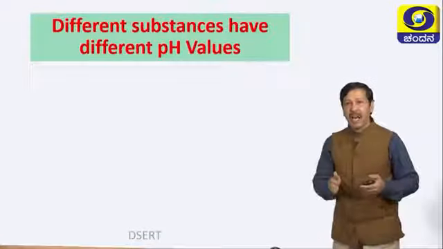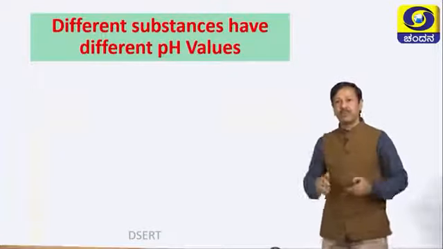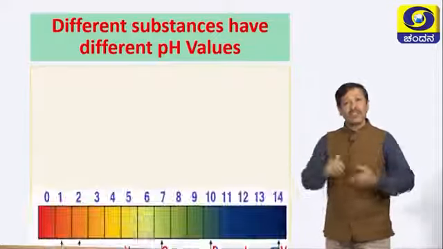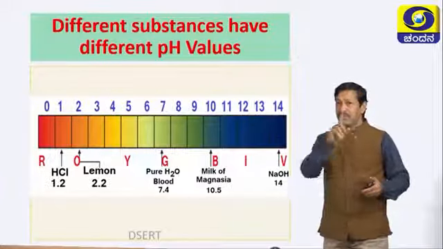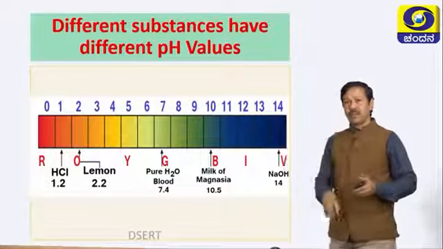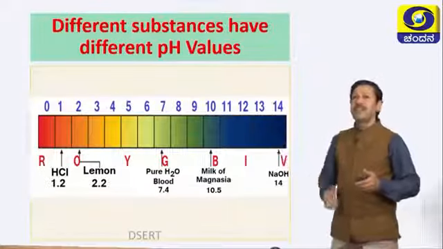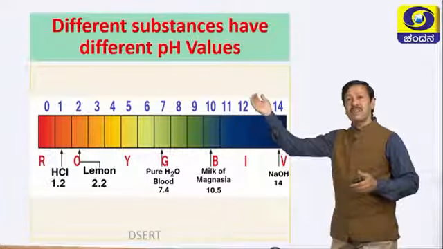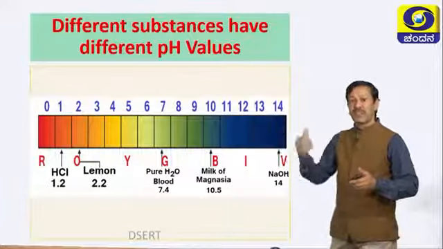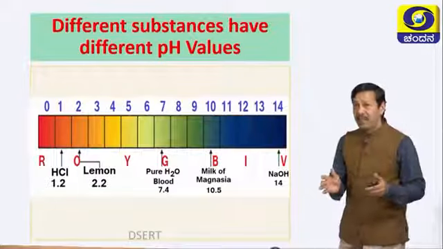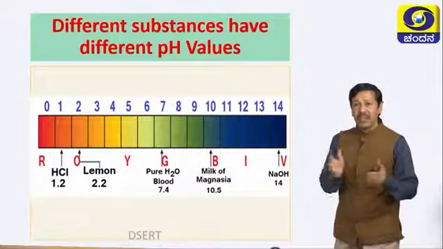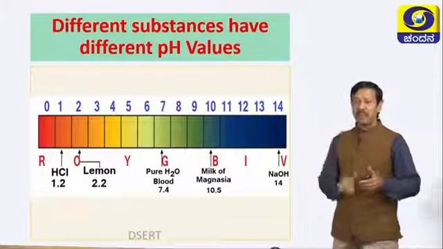Different substances have different pH values. How to understand this? Here is the pH scale. It starts from 0 to 14. As you move towards the right side, pH value increases, H plus ion concentration decreases. The strength of an acid or a base can be measured with the help of pH value.